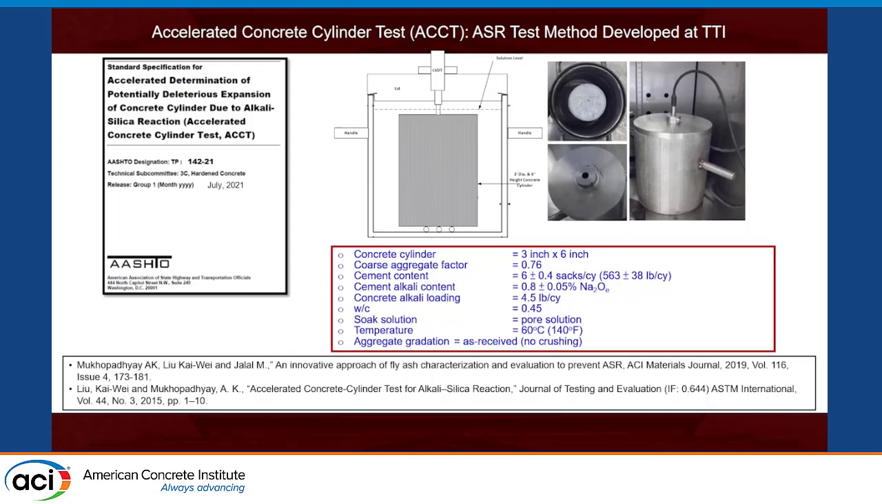This is a good test, and we use this test. This is done at 60 degrees Celsius, and we measure the length change of the cylinder as a function of time with an LVDT data system.